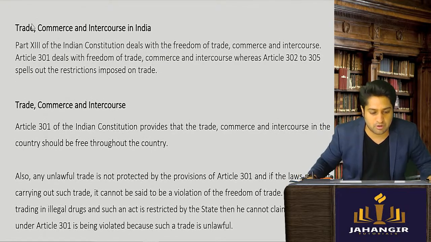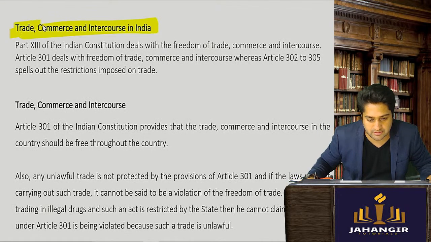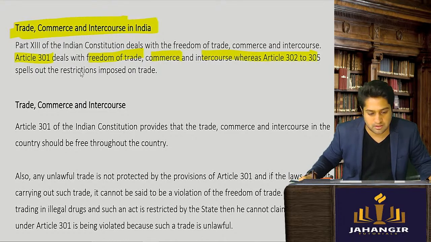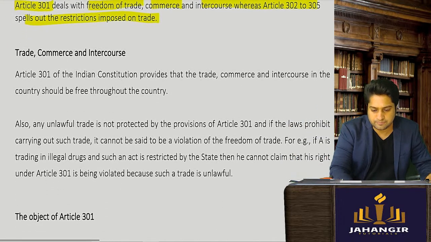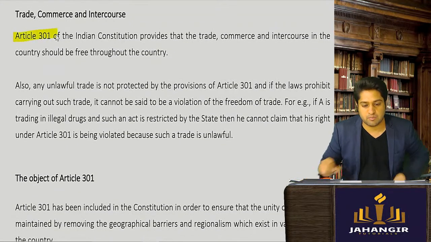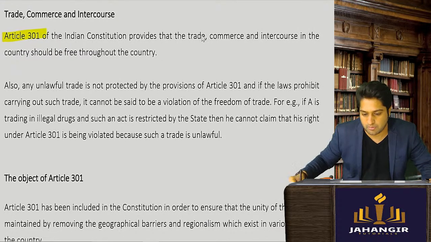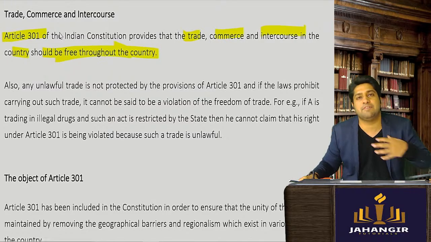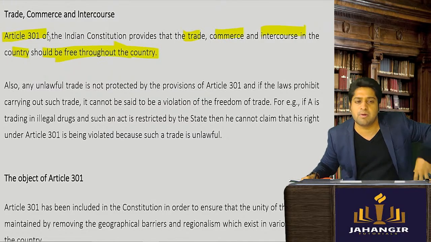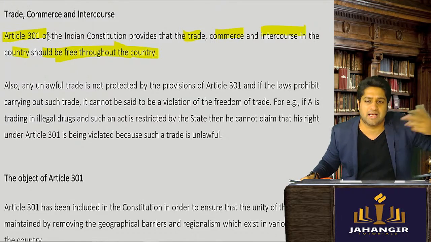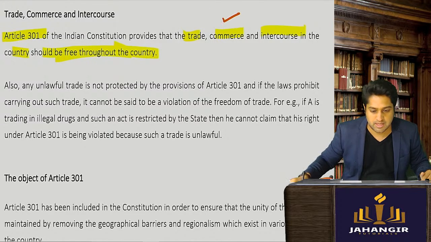Then we talk about trade and commerce and intercourse in India. Article 301 deals with the freedom of trade, commerce and intercourse. Article 301 states that trade, commerce and intercourse in the country shall be free throughout the country. So obviously we can do business. I can send my goods from Mumbai to Punjab to Tamil Nadu to Kerala to Jammu Kashmir. There is a freedom to do business.